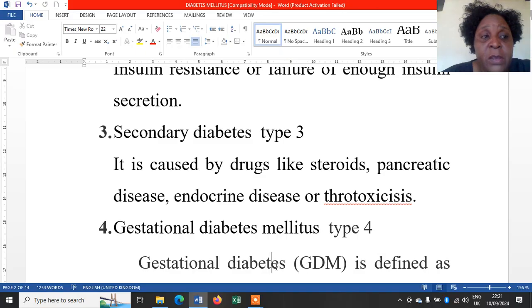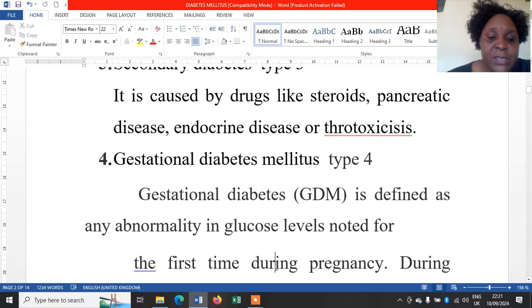diabetes. So, if not drugs, it can be diseases that can come and affect the pancreas itself, or they can be endocrine diseases, that is, problems with production of hormones, or thyrotoxicosis. So this person will develop diabetes mellitus type 3, or we call secondary diabetes mellitus.